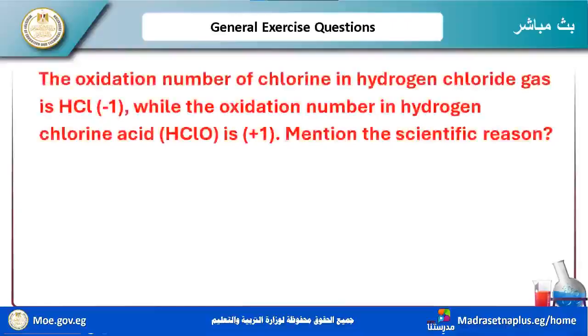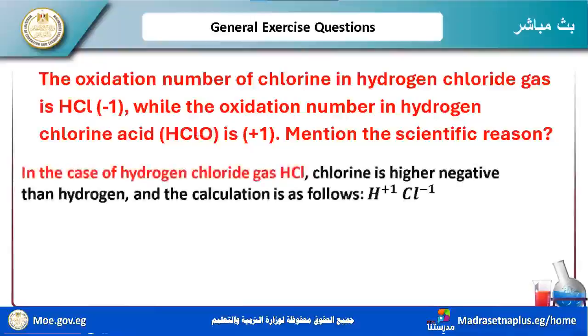So the oxidation number of chlorine in hydrogen chloride gas is -1, while the oxidation number in hypochlorous acid, HClO, is +1. Why? We have the same reasons. Here chlorine is higher than hydrogen in electronegativity, but if you make the calculation for this compound, you find -2 for oxygen and hydrogen is +1. So the calculation is chlorine is +1.